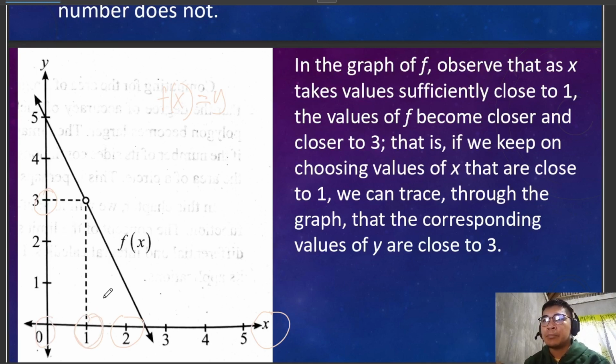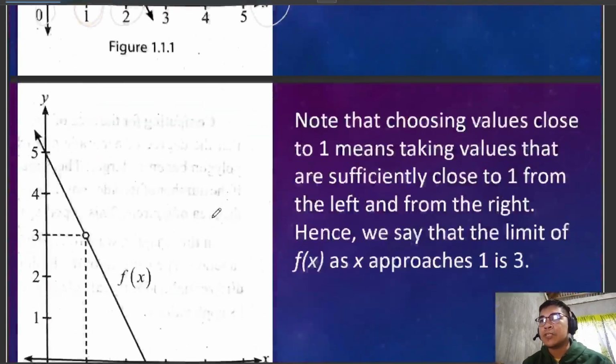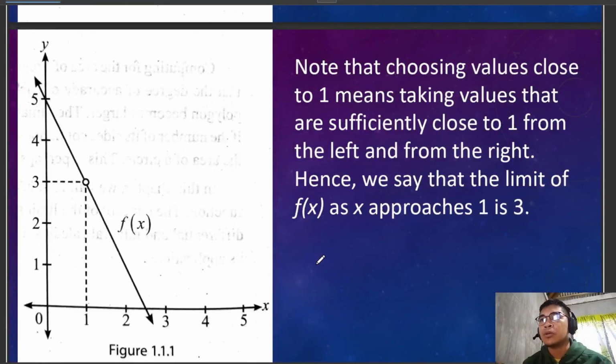So through this graph, we can say that the values of y are close to 3, right? So meaning, there is a limit existing to our given example, which is 3. So to discuss further, note that choosing values close to 1 means taking values.